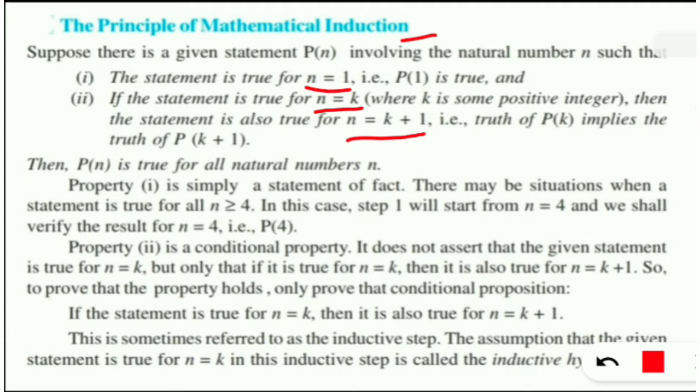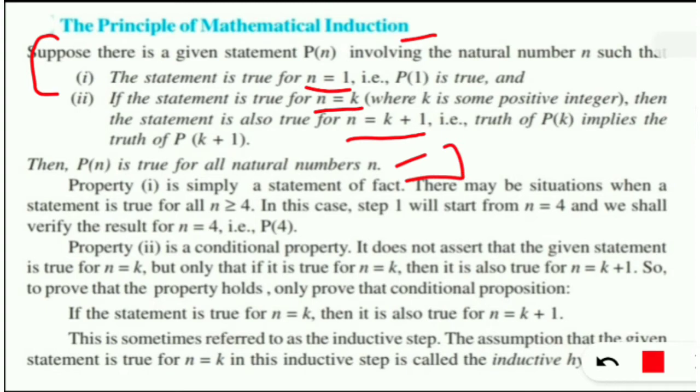Clear? So the first statement is, the statement is true for n equals 1, that is, P(1) is true. And the second one is, if the statement is true for n equals k, then the statement is also true for n equals k plus 1. Clear? Then P(n) is true for all natural numbers n. So this is the main thing of the principle of mathematical induction.